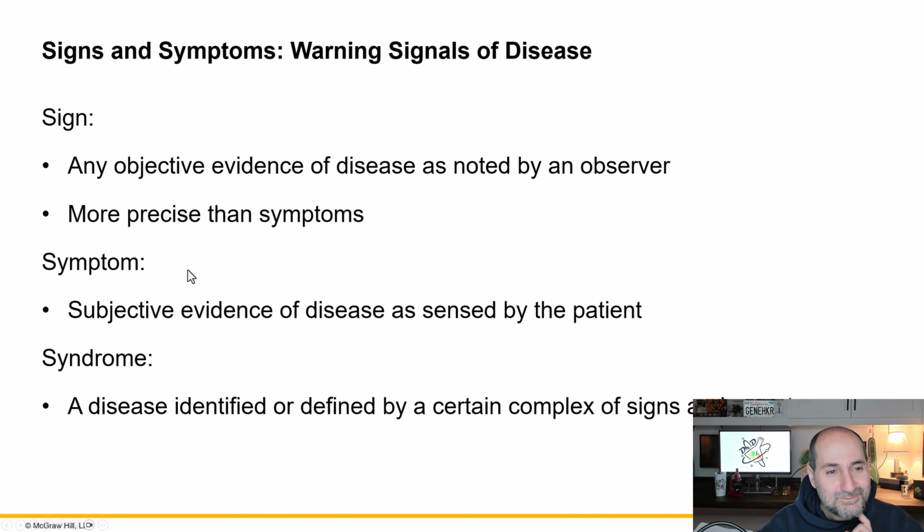And definitely, we spent some time talking about this, didn't we? The difference between a sign and a symptom. Remember, signs are objective evidence of a disease, something that could be measured or witnessed, whereas symptoms are subjective evidence of a disease. These are things sensed by the patient. So please know the difference between signs and symptoms.